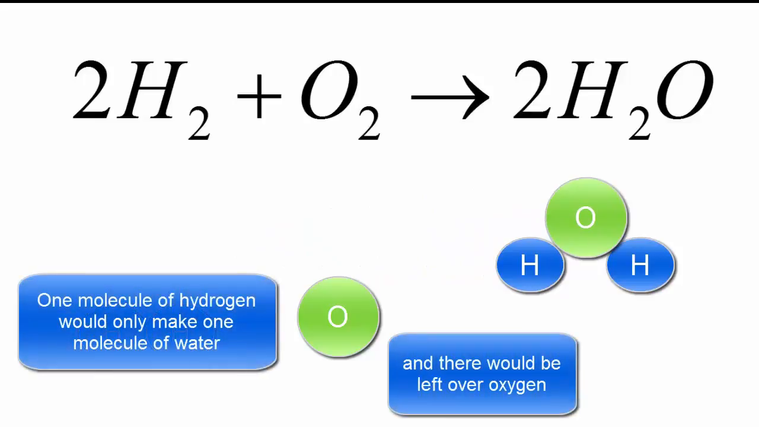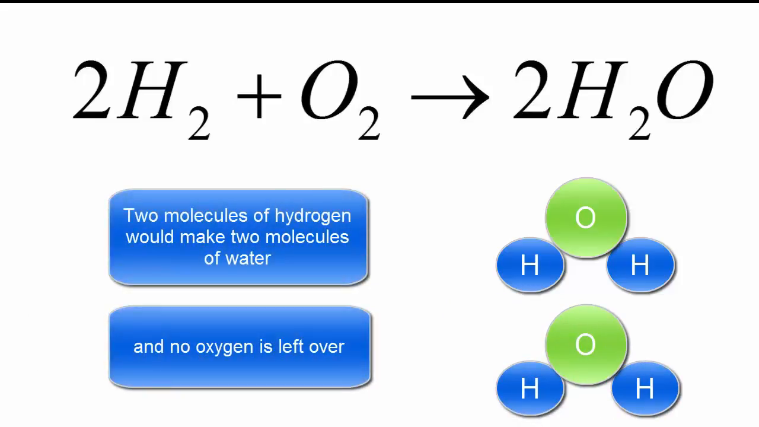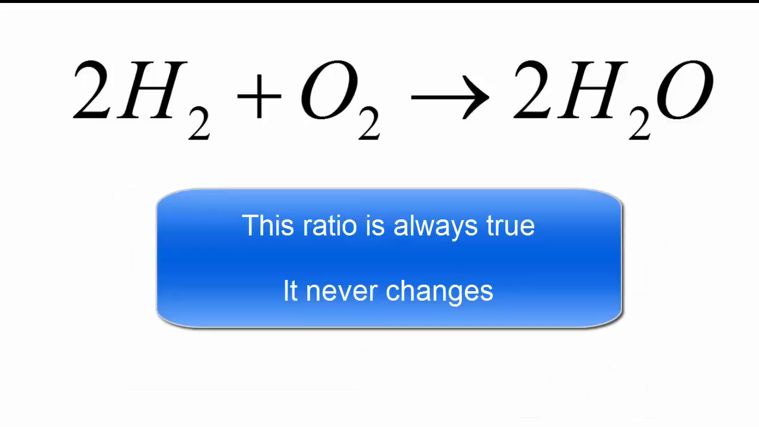If there was no other hydrogen, then we'd only have 1 water made and we'd have an oxygen atom left over. But because we have the 2 hydrogens, or the 2 lots of hydrogen, then we can make the 2 molecules of water. Now, this ratio is always true. It never changes for a chemical reaction. They always balance out to be exactly the same.